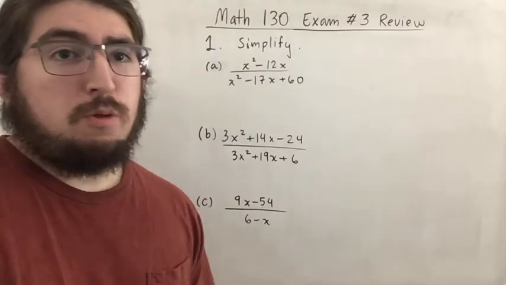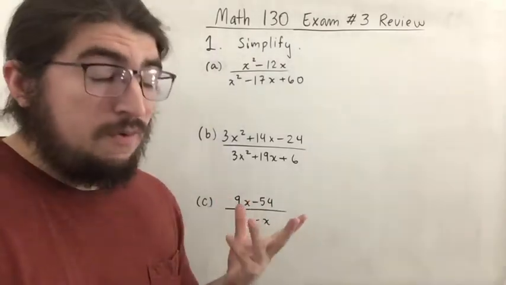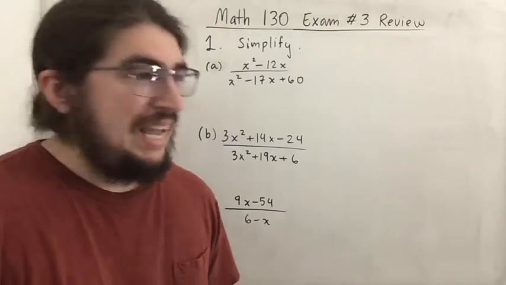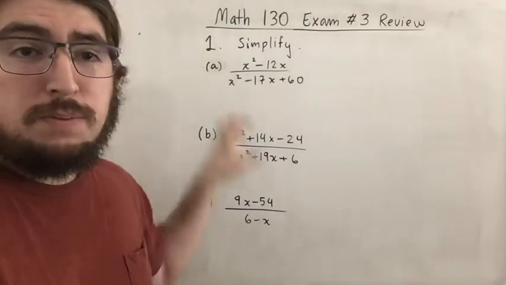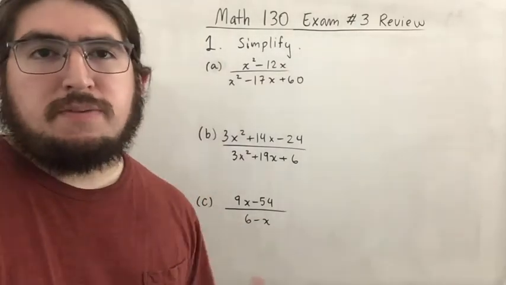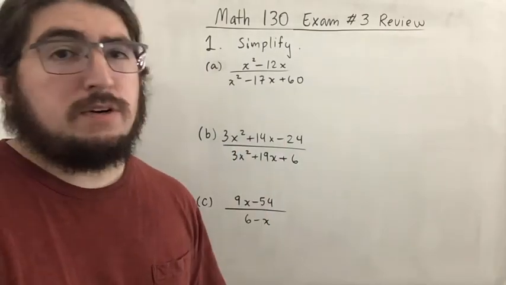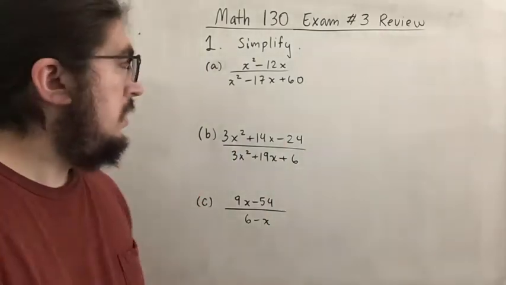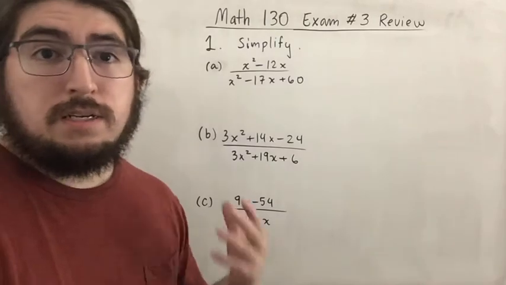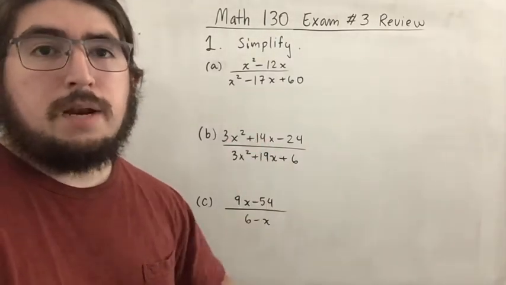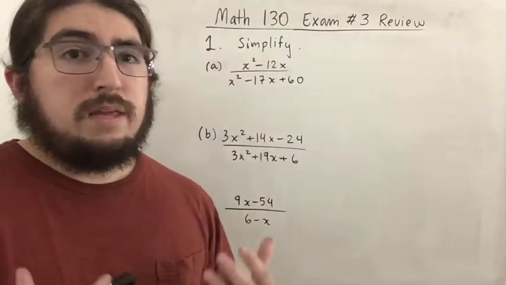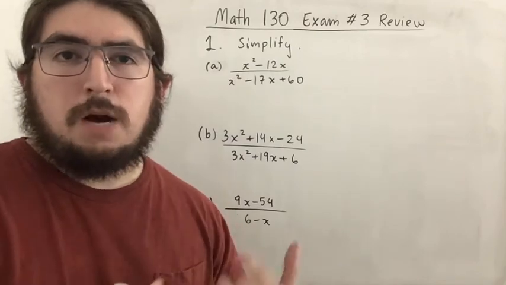Hello everyone, in this video we'll be discussing the exam 3 review for intermediate algebra, and let's just start off with number 1. We want to simplify these fractions. These types of fractions of polynomials in the top and bottom are referred to as rational expressions. So what we're going to do is try to factor top and bottom and then cancel, because of course with canceling fractions you cancel a common factor, right?